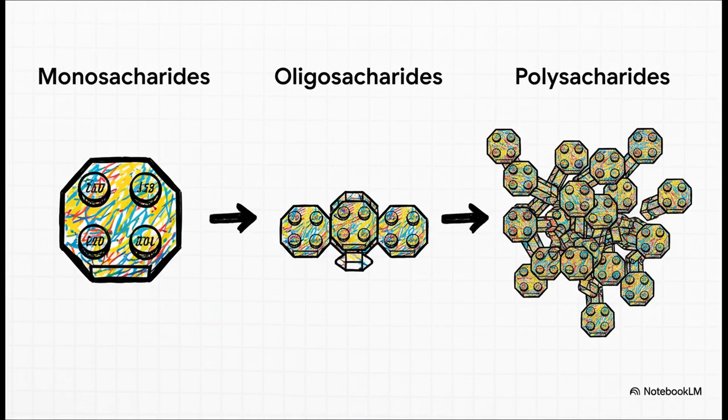So all the carbohydrates in the world, from the tiniest sugar molecule to the starch in a potato, fall into one of these three classes. The easiest way to think about it is with Legos. Monosaccharides are like a single Lego brick. Oligosaccharides, that's when you click a few bricks together, maybe 2 to 10. And polysaccharides are the giant, sprawling Lego castles. We're going to start with that single brick.